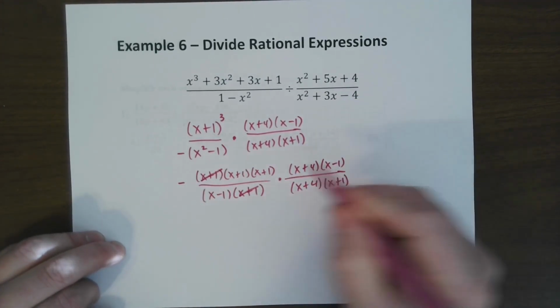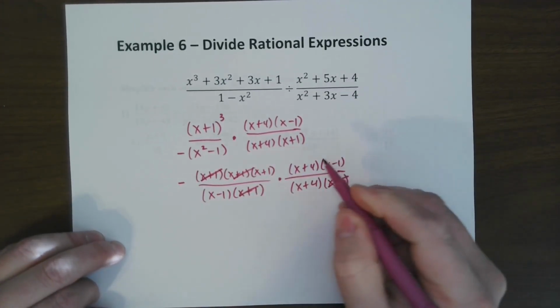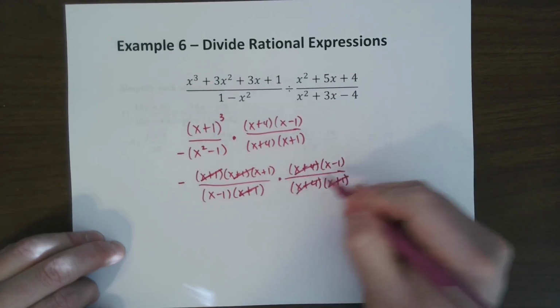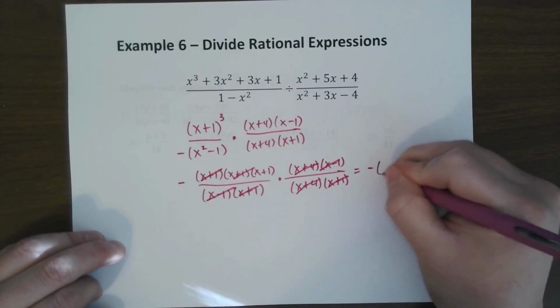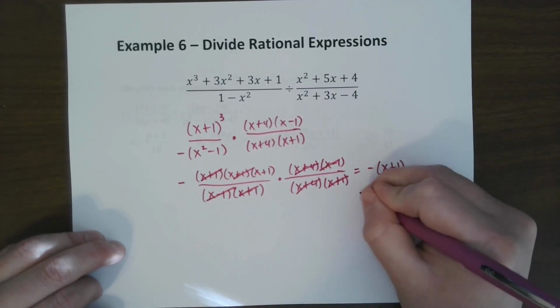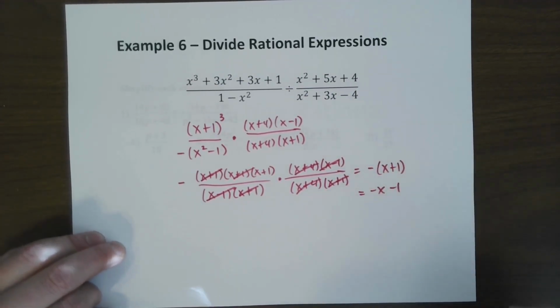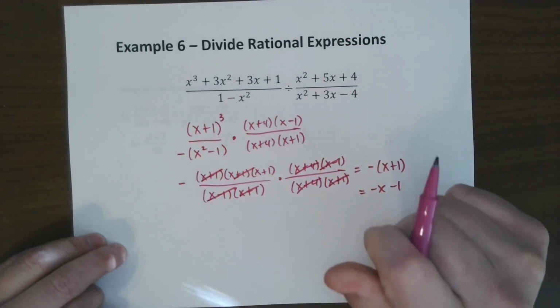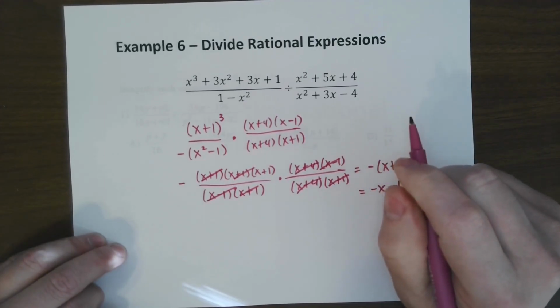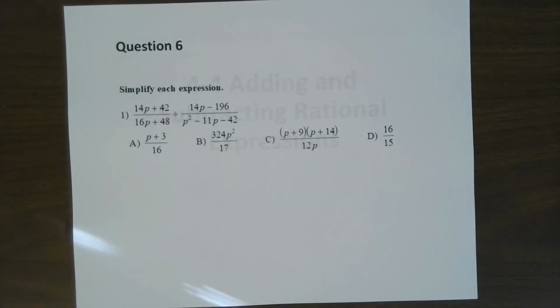So that one cancels. That one cancels. Nope. These cancel. This one cancels. So we're left with a negative x plus 1. Or you can rewrite it as negative x minus 1. So the key thing here is flip the second one. All right, try this problem.